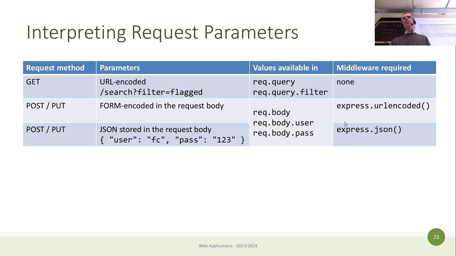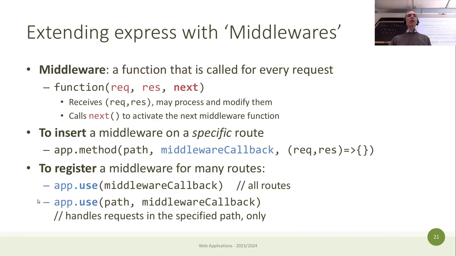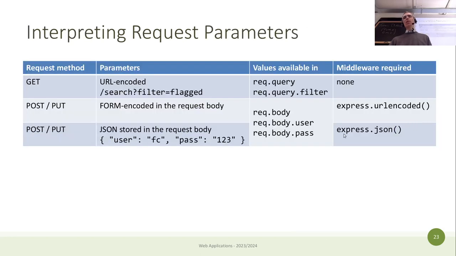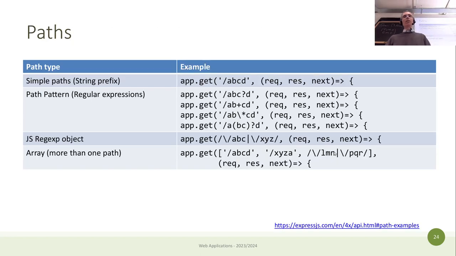But for post and put, you need to add a middleware. And how do you add the middleware? Like before, app.use, and the name of the middleware that you need to use, which, by the way, is already available in Express. So in short, it's just the result of a function that you need to call on the Express object that you imported in the beginning. Everything is already contained in the Express package. You just need to remember to activate it. This will be clear when we have the full example.